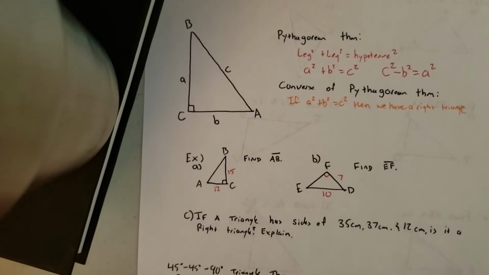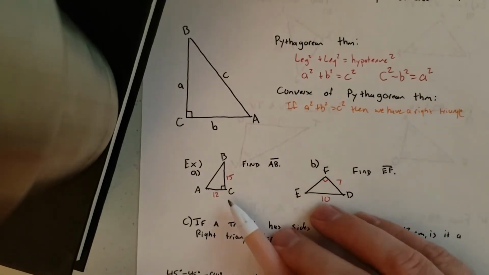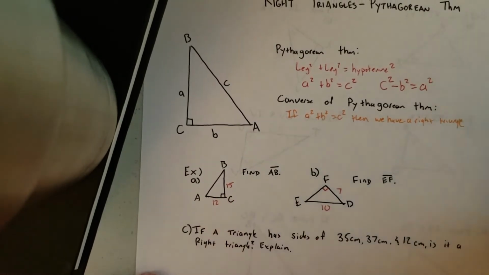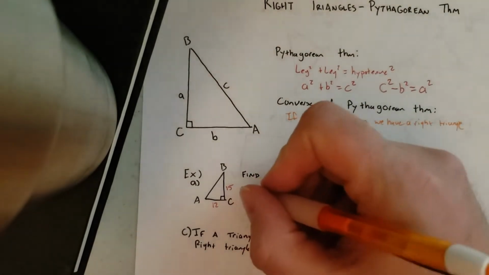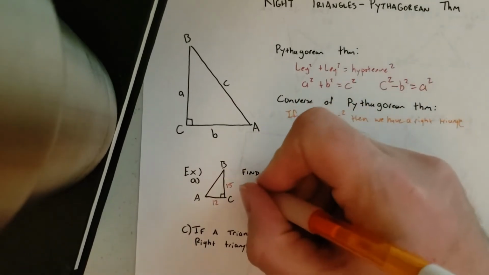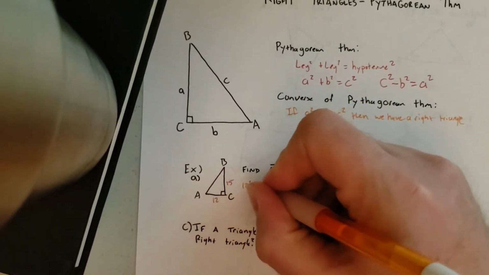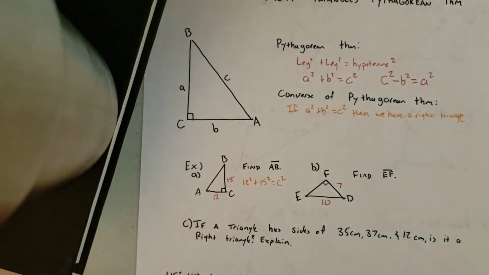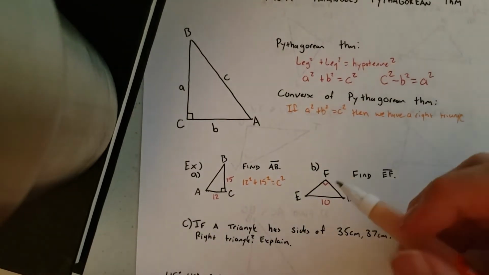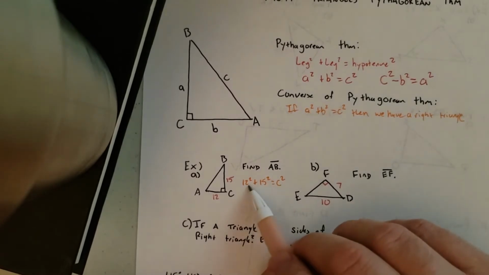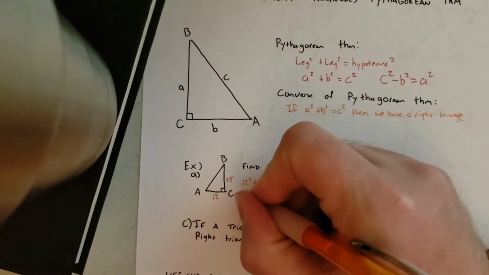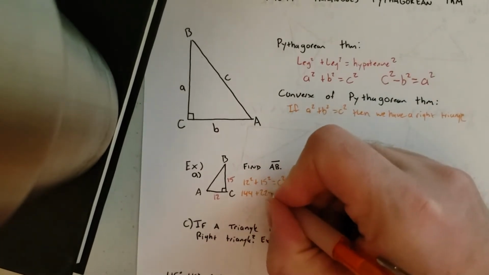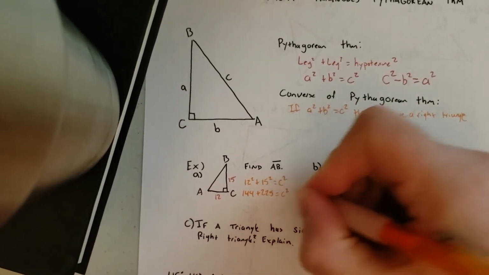So let's look at some examples. If I have my two legs, I have 12 squared plus 15 squared. So, to find AB, that's the hypotenuse. So I have 12 squared plus 15 squared. That's going to equal c squared. Okay. Well, I know 12 squared is 144. I know 15 squared is 225. And that's going to equal c squared.